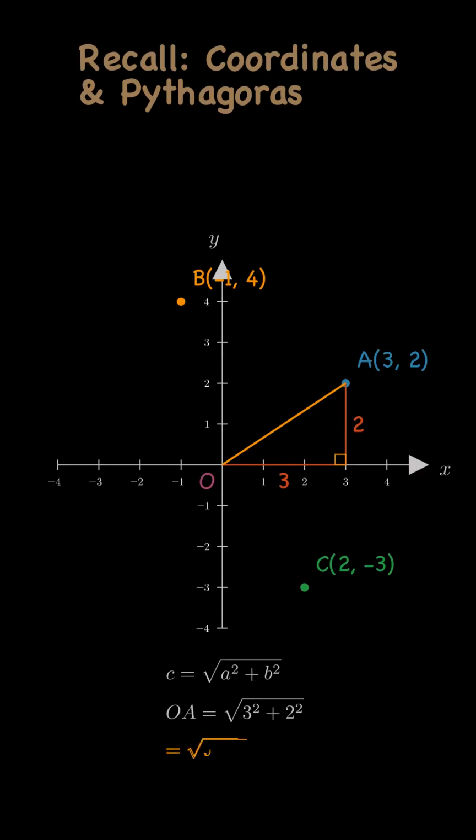For a right-angled triangle with sides a and b and hypotenuse c, c equals the square root of a squared plus b squared. Let us find the distance from O to A. The horizontal side is 3, the vertical side is 2. OA equals the square root of 9 plus 4, which is the square root of 13.